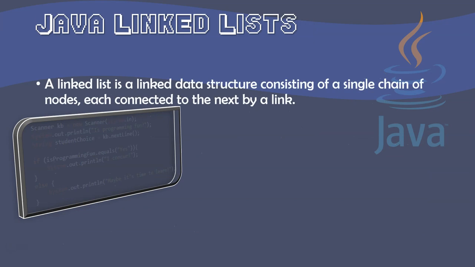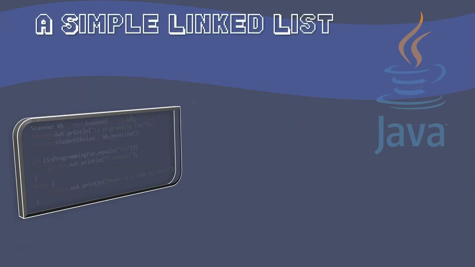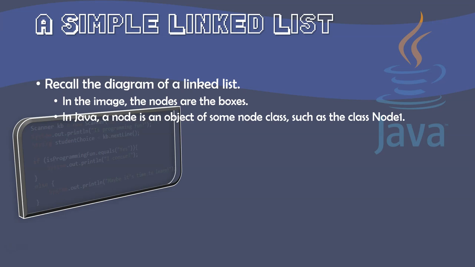And so a linked list, as we mentioned, is a data structure. We've looked at a couple of data structures already. We have arrays, we have array lists. Well, now we have linked lists. A linked list is a single chain of nodes, each connected by a link. It's the simplest kind of linked data structure. Arrays and array lists aren't considered to be linked structures. They are data structures, but they're not linked data structures. However, linked lists are very widely used. They're a very common data structure that you're going to see. And a simple linked list is, as we already saw, made up of nodes, which are represented by boxes.